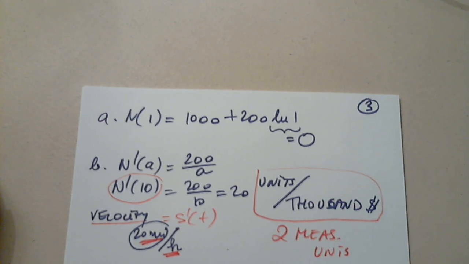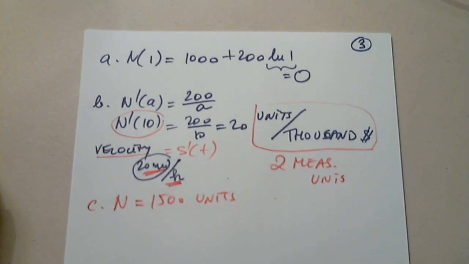Let's go back. How much should we spend on advertising if 1,500 units are to be sold? So this is now the number of units. So this is part C. N equals 1,500 units. So they want us to find how much should we spend on advertising? What is A when 1,500 units are sold? Okay, how do we do this?